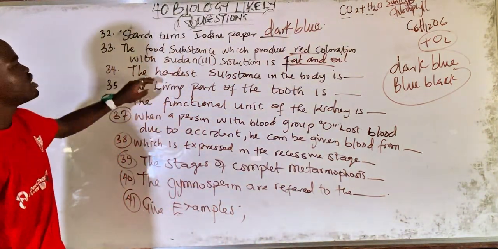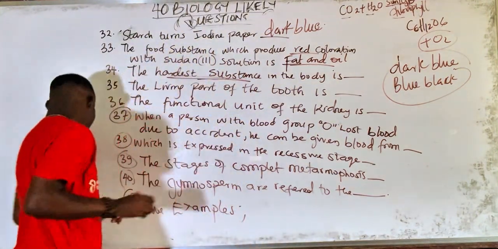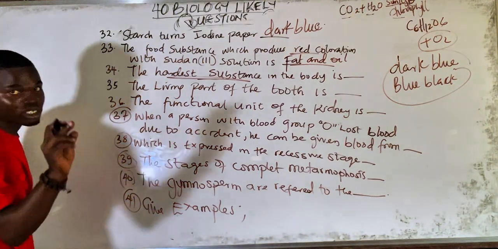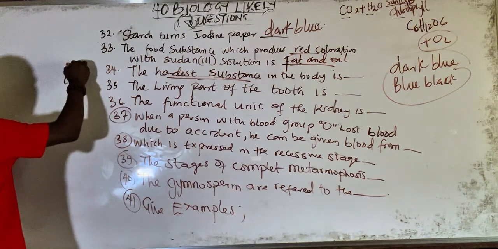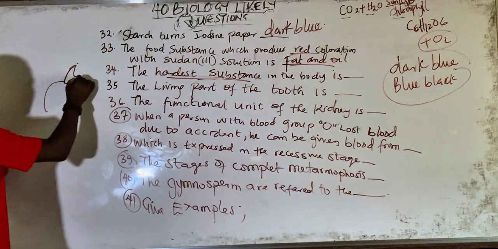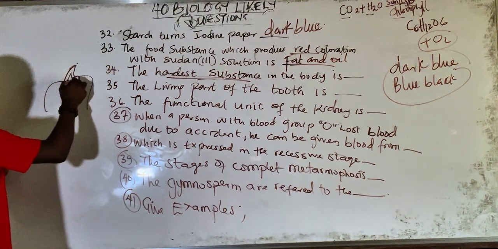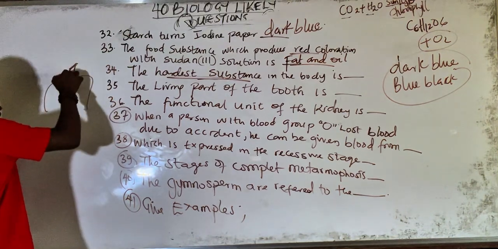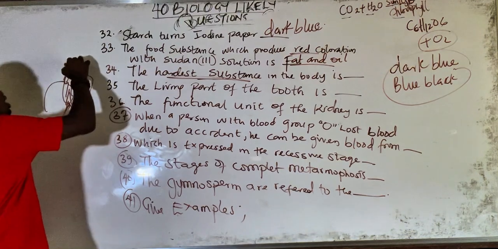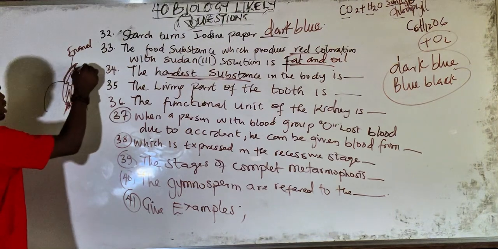Then number 34. The hardest non-living substance in the body. I'm going to explain this in 2 ways. Look at the tooth, for instance, singular tooth, plural teeth. Now, this outer part, covering the inner part here, is called the enamel. Now, this inner part is called the dentin.